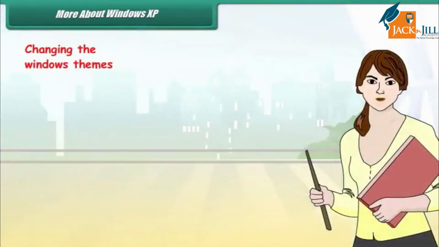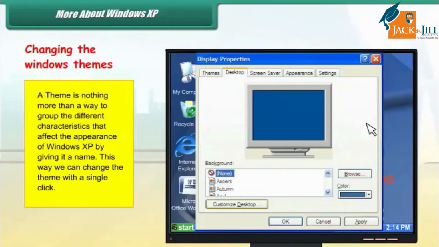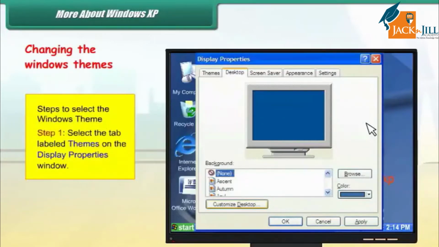Changing the Windows themes. A theme is nothing more than a way to group the different characteristics that affect the appearance of Windows XP by giving it a name. This way, we can change the theme with a single click. Steps to select the Windows themes.